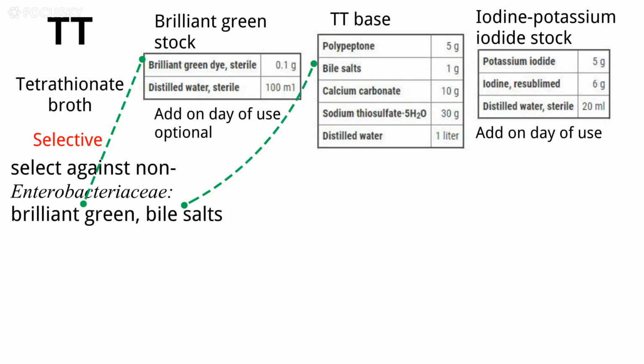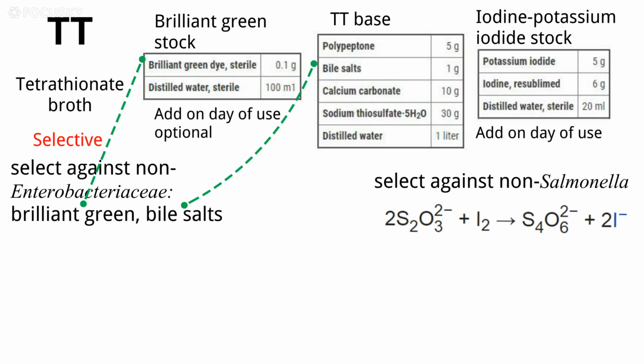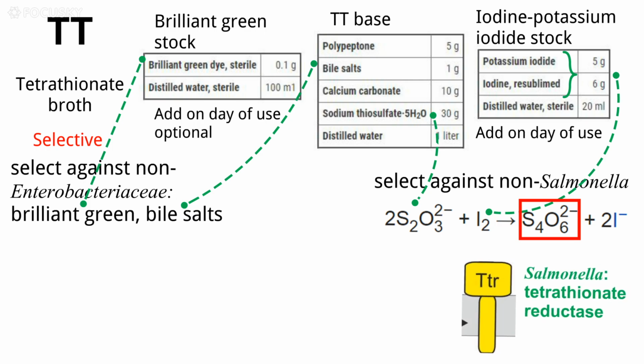Brilliant green and bile salt select against non-Enterobacteriaceae. How to select Salmonella against other genera in the family of Enterobacteriaceae? The iodine and sodium thiosulfate in the medium react, producing tetrathionate. Tetrathionate is toxic to many bacteria but not to Salmonella. That is because Salmonella has tetrathionate reductase. This enzyme can catalyze tetrathionate back to sodium thiosulfate.